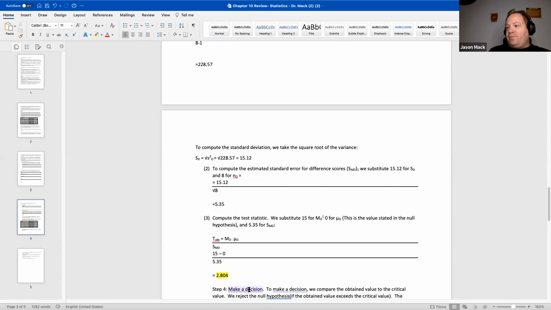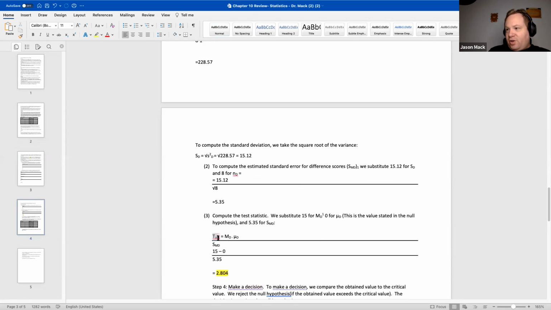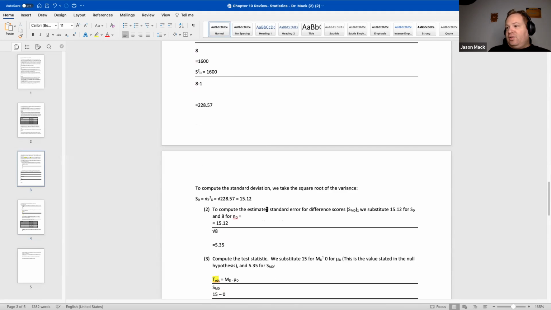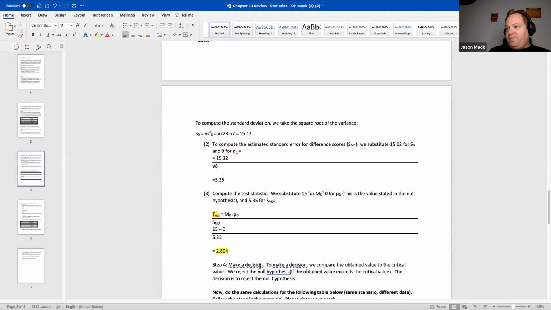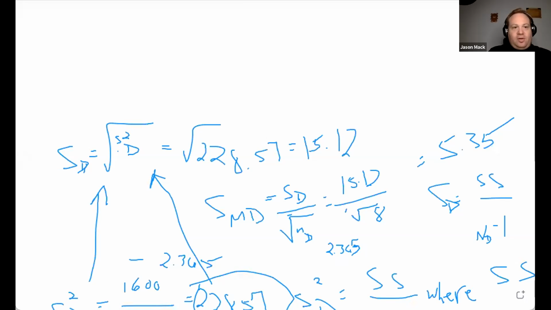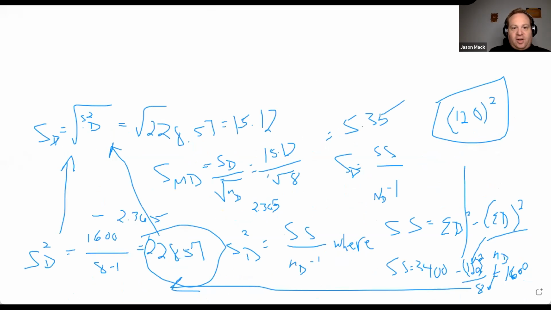So now we need to make a decision. To make a decision, we compare the obtained value, this is our obtained value right here that we just did, to the critical value, which is up here. This is our critical value. And we want to see where that is on the rejection region. If the obtained value exceeds the critical value, the decision is to reject the null hypothesis. So 2.804 and 2.365. So graphically, what ended up happening is if you look right here and you go into this right here, let me move this out of the way.